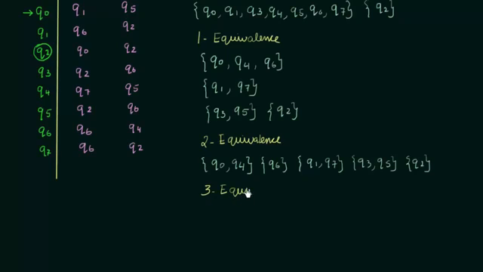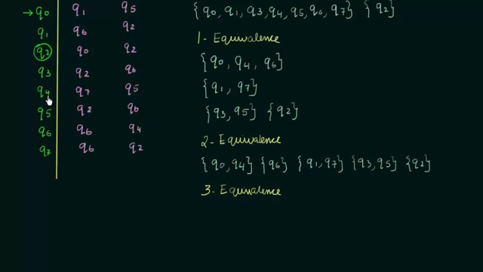Three equivalents. And how do you do three equivalents? In order to check for three equivalents, you have to use this row of two equivalents and check if these states in the same set are truly equivalent to each other or not. So let me check for Q0 and Q4.